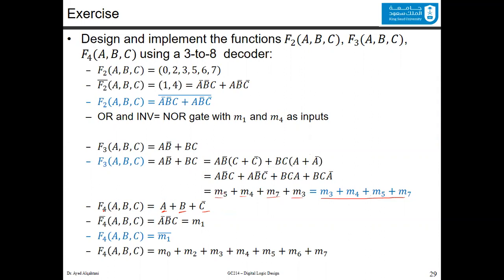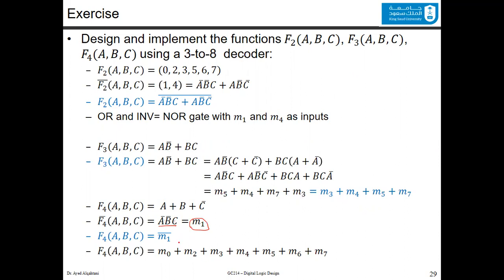A smart idea is to get the F4 bar, and you know that the complement of this max term is this min term. You flip everything, or you apply De Morgan law. By applying De Morgan law, you will break the line and change the sign. The A will be A bar, the OR will be AND, the B will be B bar, and the C bar will be C. And you know that this is M1. If you want to get F4, then it's going to be M1 bar, which is also the equivalent of the other missing minterms, which is M0, M2, M3, M4, M5, M6, and also M7.